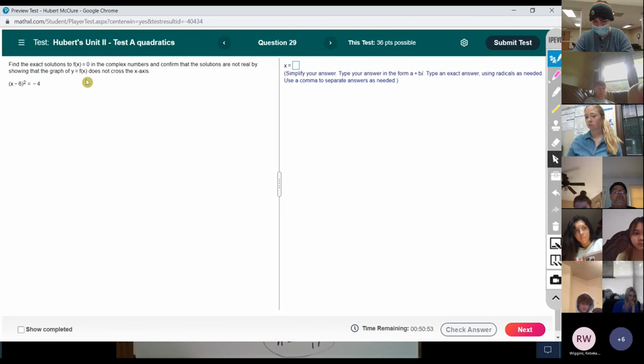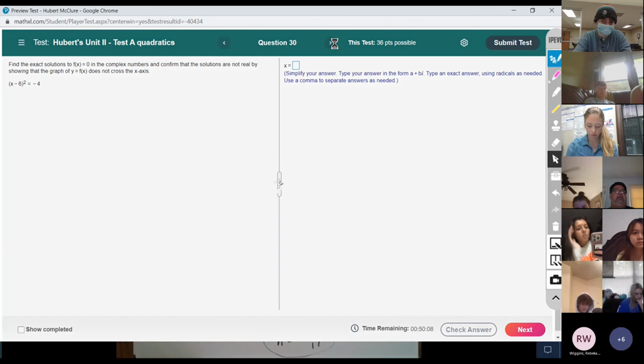Find the exact solutions. f(x) is equal to 0, complex numbers, and perform and so on. Okay, I guess they want you to find the exact solutions to this equation. We're going to have to expand this. That's going to be using shortcut number 2. That's going to be x squared minus 12x plus 36 is equal to -4. And you can take the 36 over and solve it by factoring, or you can solve it by completing the square.